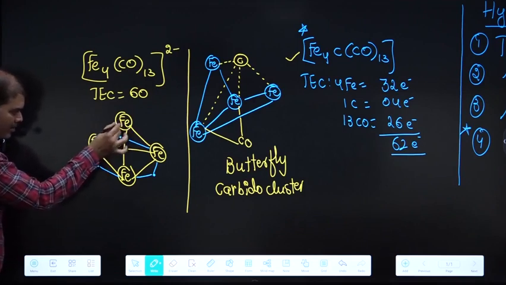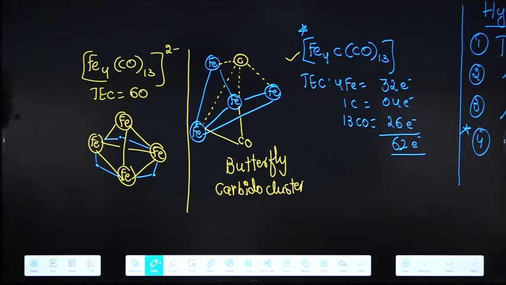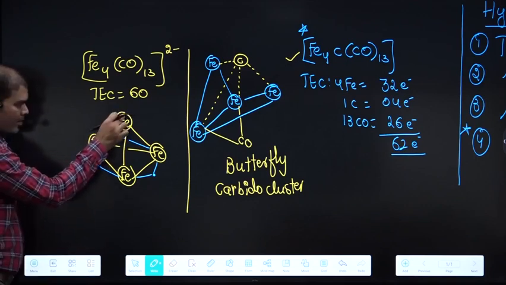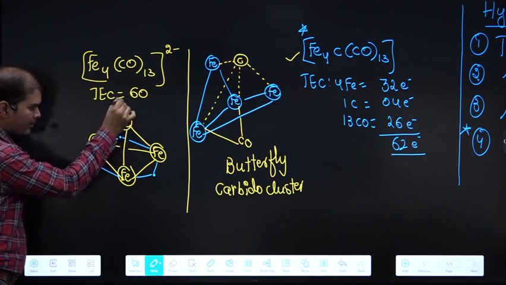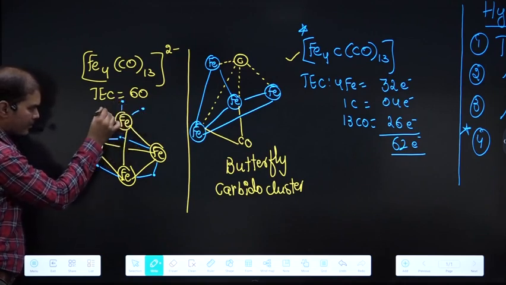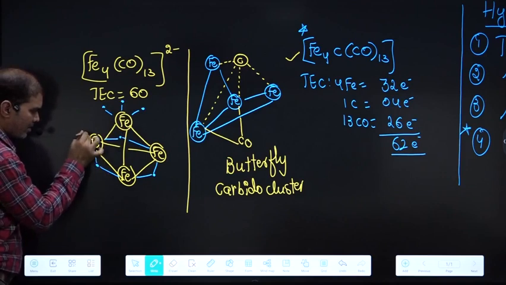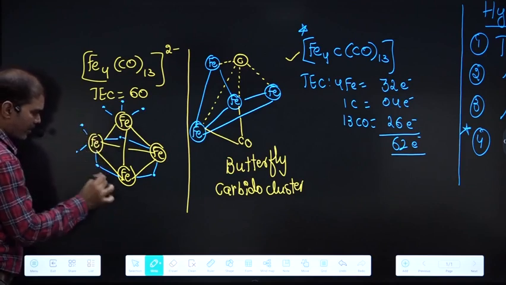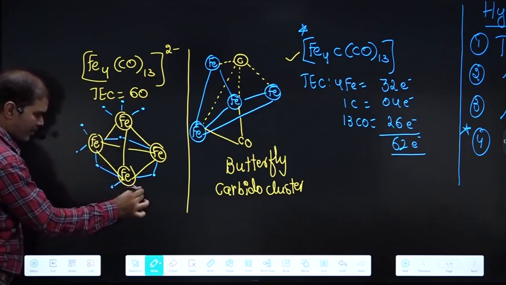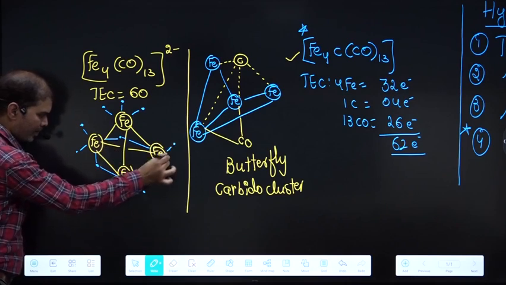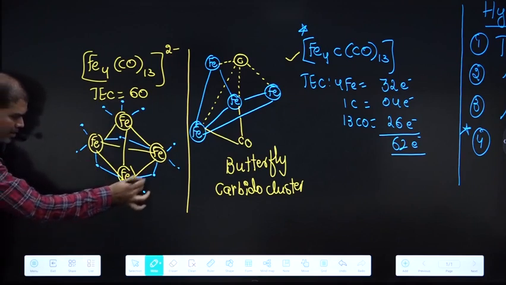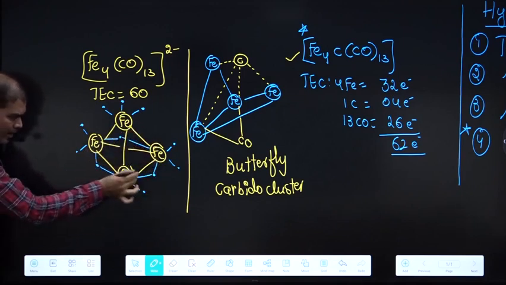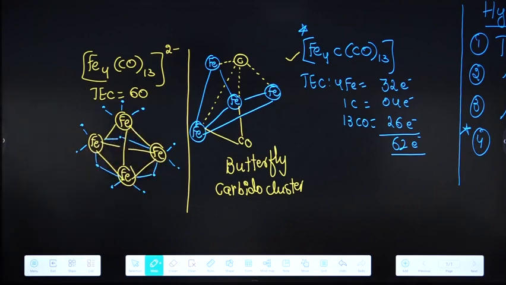So iron is altogether how many electrons? 8, 9, 10, 11. Just let me put it as 3, 2, 2, and 2. So how many carbonyls are completed? 3, 4, 5, 6, 7, 8, 9, 10, 11, and 12. You just count the electrons.